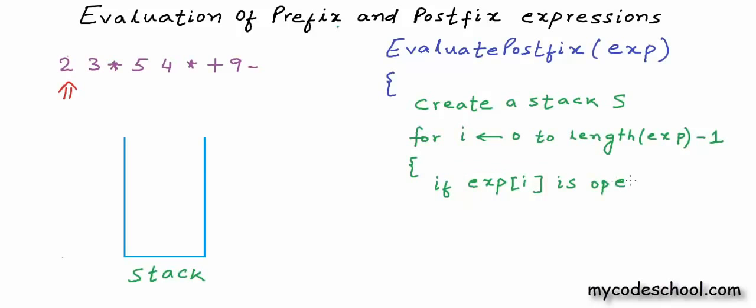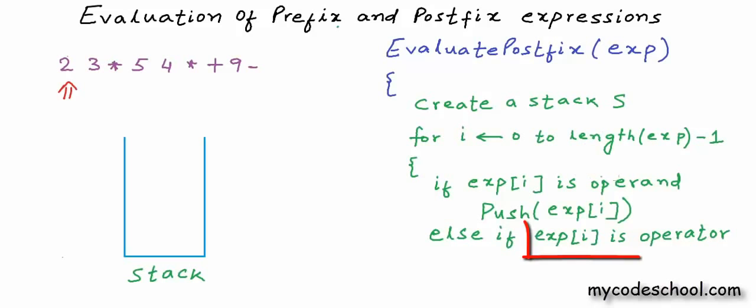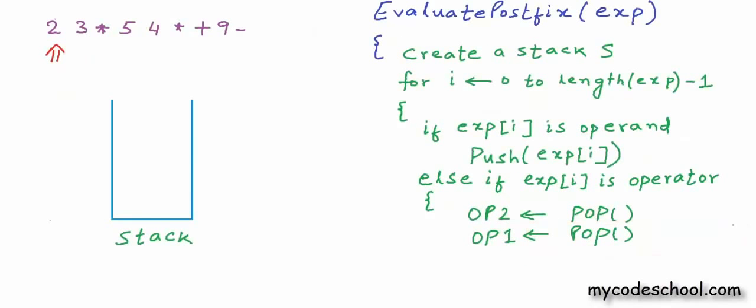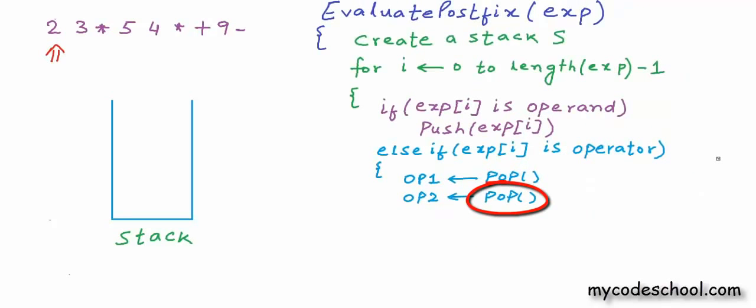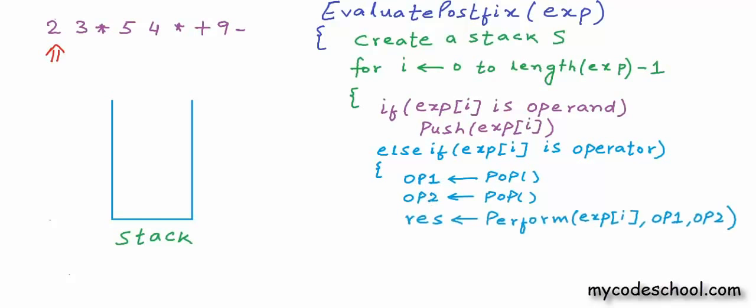If expression[i] is an operand, I should push it onto the stack. Else, if expression[i] is an operator, we should do 2 pop operations on the stack and store the value of the operands in some variables. I'm using variables named op1 and op2. Let's say this pop function will remove an element from the top of stack S and also return this element. Once we have the 2 operands, we can perform the operation. I'm using this variable to store the output. Let's say this function will perform the operation. Now the result should be pushed back onto the stack.